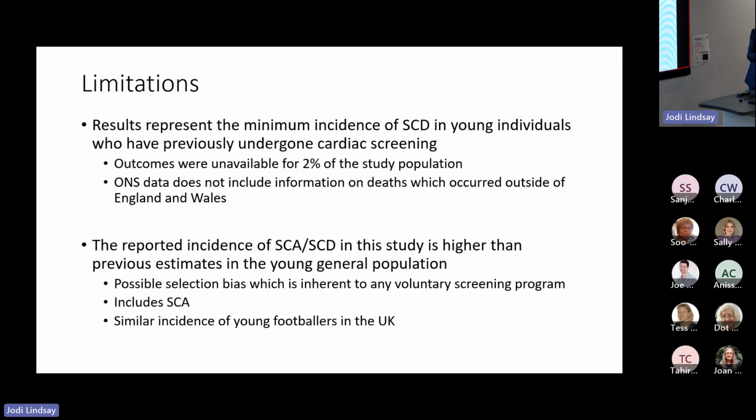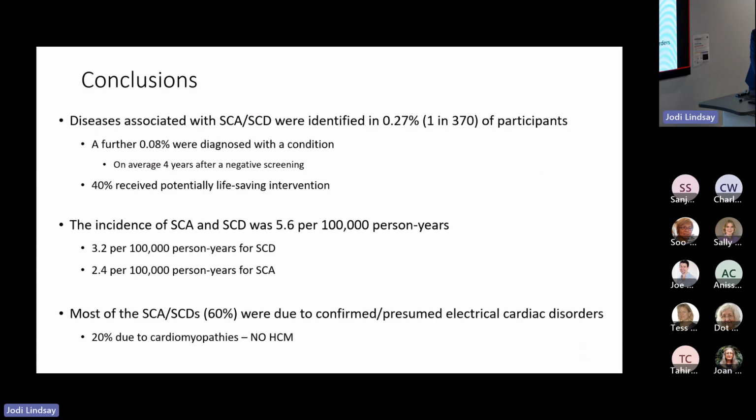So in terms of limitations, obviously, the results represent a minimum incidence of sudden cardiac arrest or sudden cardiac death, because this is already a screened population in which you have excluded a number of individuals. That raises questions as to what the true incidence is, and whether people have been underestimating, including ourselves. If you look at the Office of National Statistics data that I published as a fellow, looking at death certificates, the figure was about 2 per 100,000 rather than the 5 or 6 per 100,000 per year that we're getting here. So that's something we need to consider. And obviously, in this study, we included sudden cardiac arrest, which I think is what should be done.